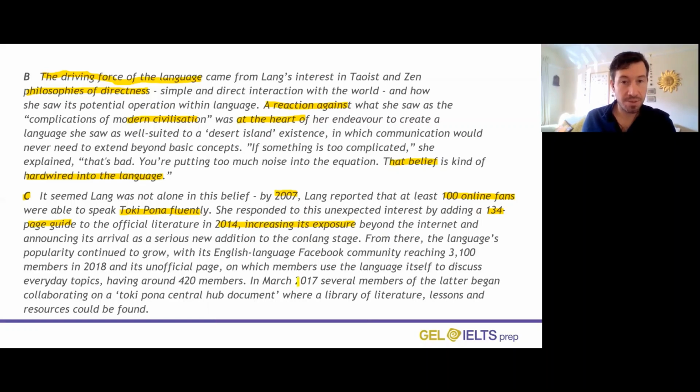And then finally here it talks about 2017, there were several members that were collaborating, and a library of literature was created and resources could be found. So it's talking about how the language grew or developed. So it started in 2007 and got bigger and bigger and bigger, as we can see here. So again, just by reading those first 2 sentences and the last one, we can get a general understanding of the whole paragraph.